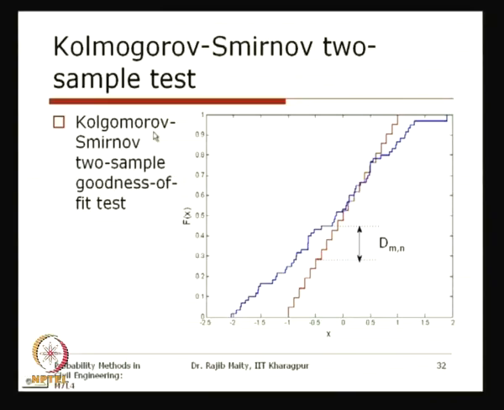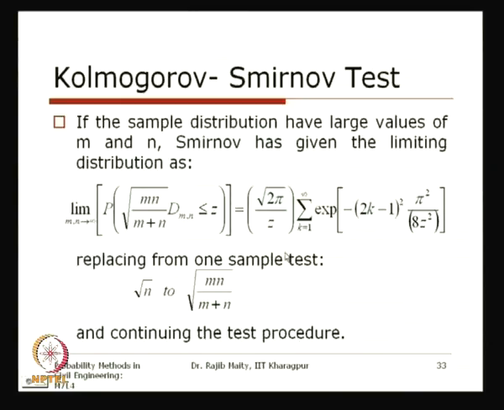So this is how the KS test for the two sample goodness of fit looks, and we have to pick up the maximum one. Now, when the sample distributions have large values of m and n, Smirnov has given the limiting distribution as this: the probability that the square root of mn by (m plus n) multiplied by Dmn is less than or equal to z equals square root of 2 pi by z, times the summation over k equals 1 to infinity of exponential of minus (2k minus 1) squared times pi squared by 8 z squared.